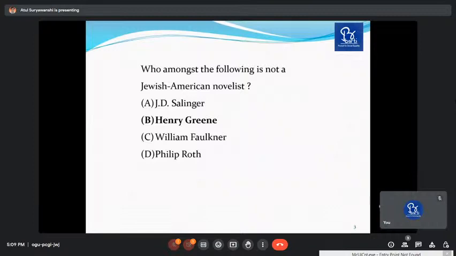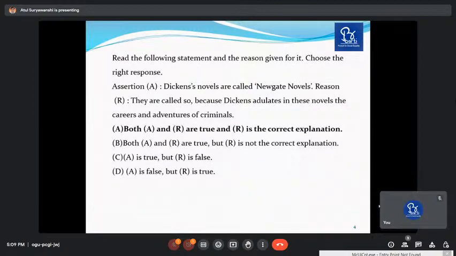So now the point is that we should study the nationality of the novelists, that is, which nation the particular writer or novelist belongs to. This is the point which has been focused on in NET and SET exams. So I request you to search for the identity of the writer. Which nation the specific writer belongs to is important for the sake of examination. The next question in this series, let us read it.